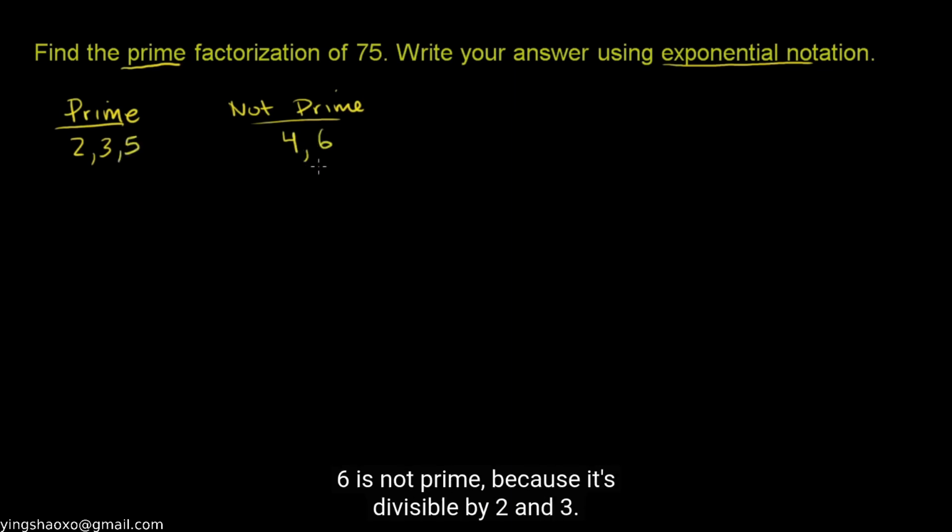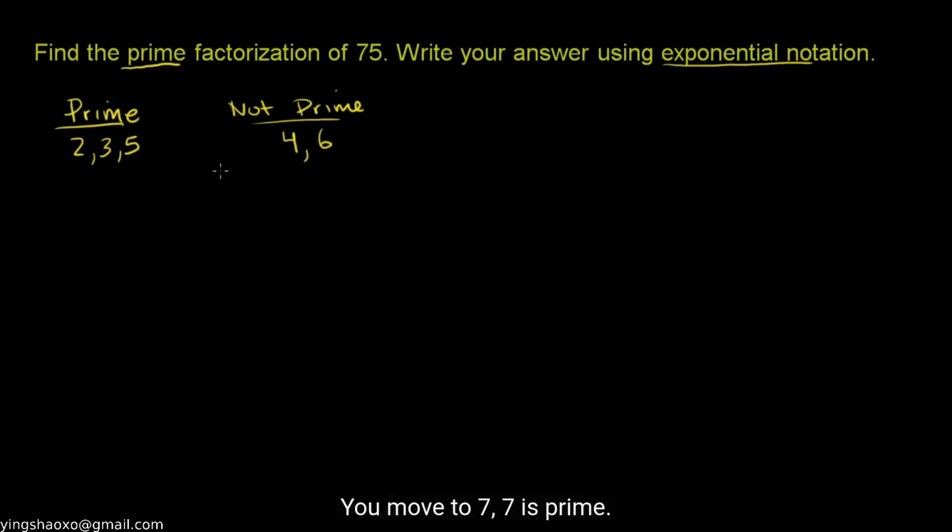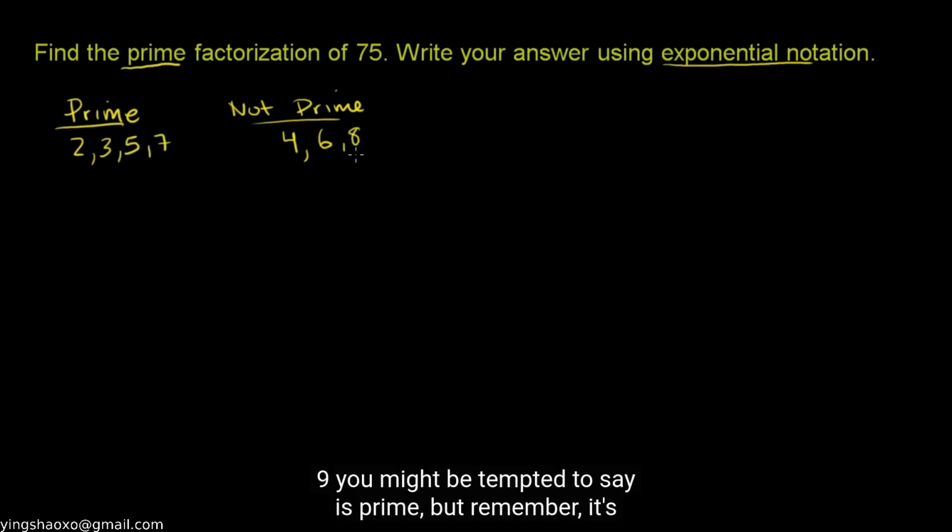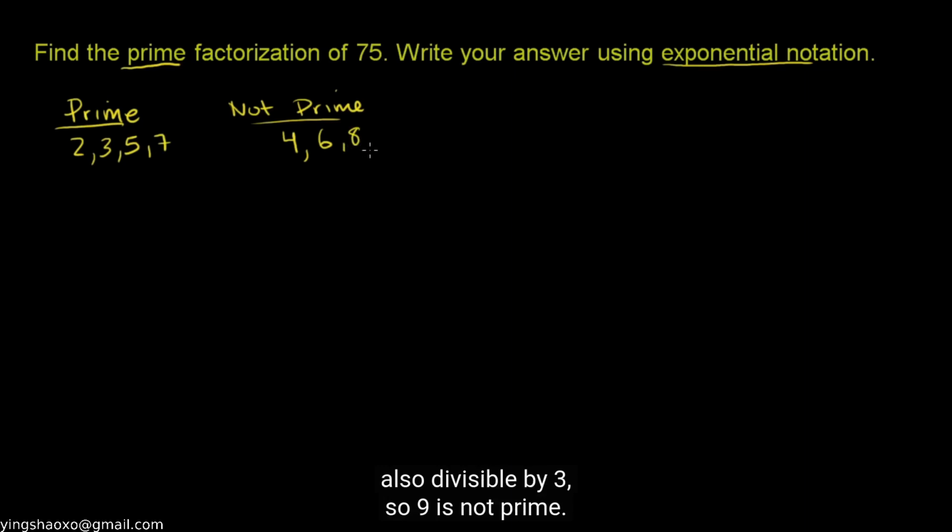6 is not prime because it's divisible by 2 and 3. I think you get the general idea. You move to 7. 7 is prime. It's only divisible by 1 and 7. 8 is not prime. 9, you might be tempted to say is prime, but remember, it's also divisible by 3. So 9 is not prime.